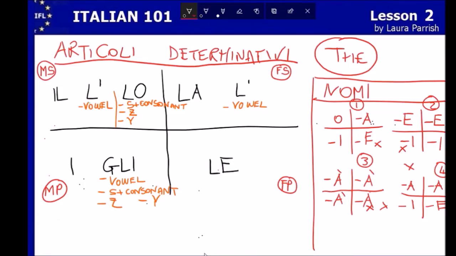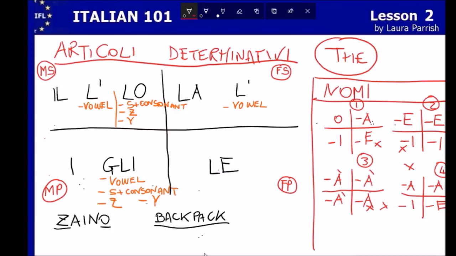I remind you that you have another video with all the exercises relative to this lesson. So just in case, go watch it. And let's do some examples. For example, let's write this word, zaino. It ends in O, so you know it's masculine singular. What that means is backpack. I don't know if I spelled it correctly, but whatever. It means backpack, it ends in O, but it starts with a Z.